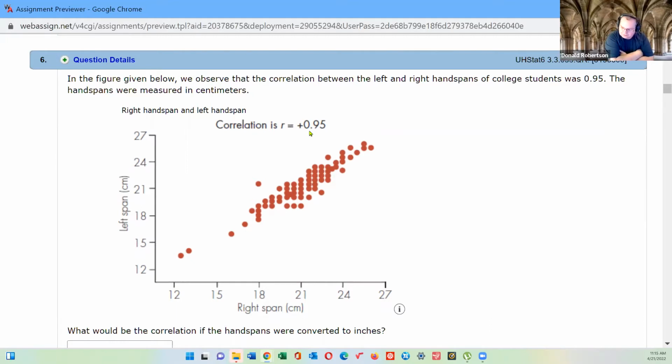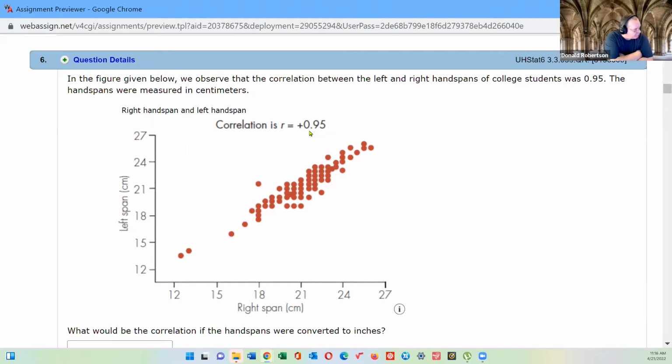So far, so good. Now, they could ask you, what kind of strength is that? Wouldn't you say it was strong? Couldn't they also ask you, what is the value of R squared? Now, if they did do that, wouldn't you go to your calculator and just type in 0.95 and square it, and you get the answer 0.9025 if they wanted it as a proportion, or 90.25% if they wanted it as a percentage.